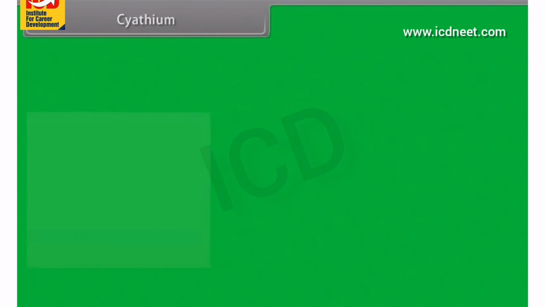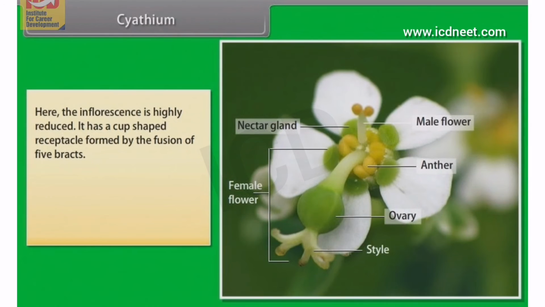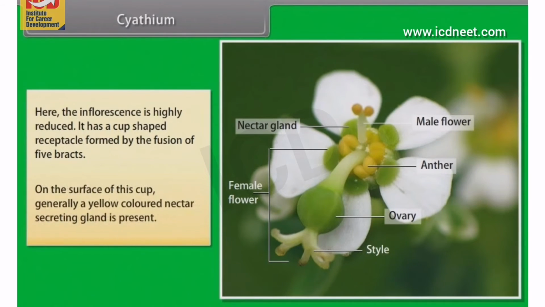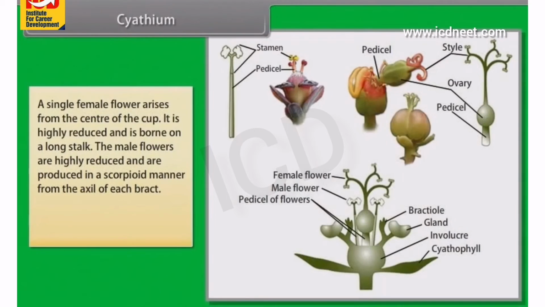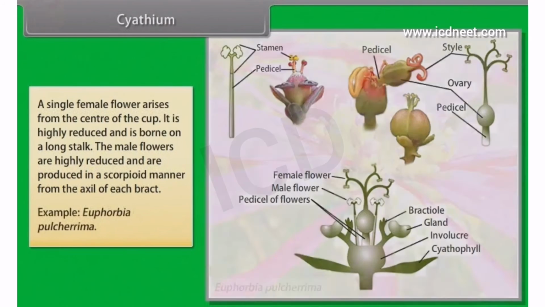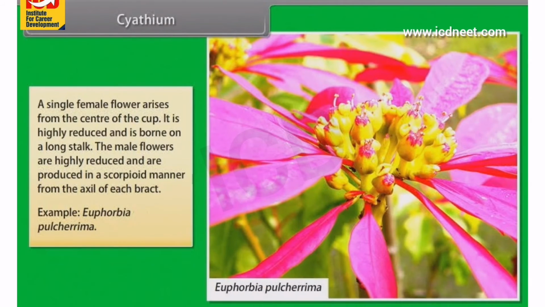Cyme. Here the inflorescence is highly reduced. It has a cup-shaped receptacle formed by the fusion of 5 bracts. On the surface of this cup, generally a yellow-colored nectar-secreting gland is present. A single female flower arises from the center of the cup. It is highly reduced and is borne on a long stalk. The male flowers are highly reduced and are produced in scorpioid manner from the axil of each bract. Example, Euphorbia pulcherrima.